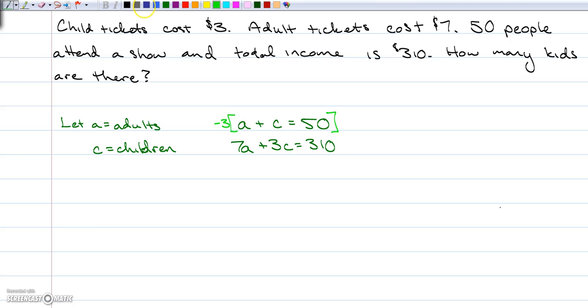If you multiply the entire first equation by -3, we are solving by elimination. That gives you -3A plus -3C equals -150. 7A plus 3C equals 310 has stayed exactly the same. What do you notice about the 3 C's?